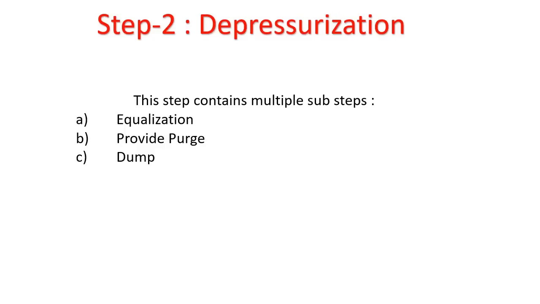Step 2 is the depressurization process. So the first step, adsorption, occurs at the high pressure. Now the pressure needs to be released so that the tail gas can be removed from the bottom of the adsorbent vessel. And this particular step contains multiple sub-steps, which are known as equalization, provide purge, and dump. So let us discuss.